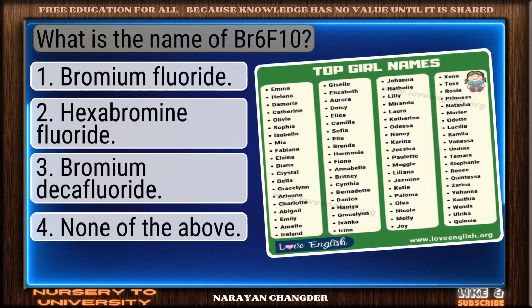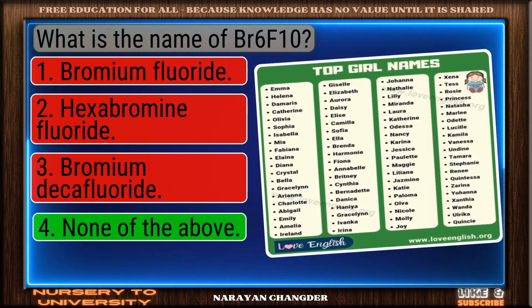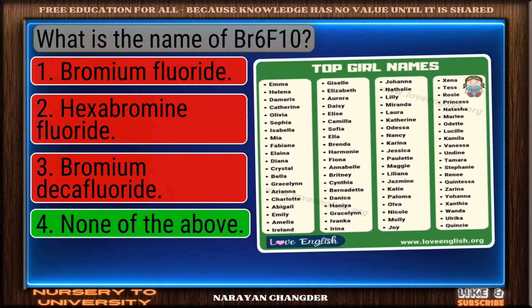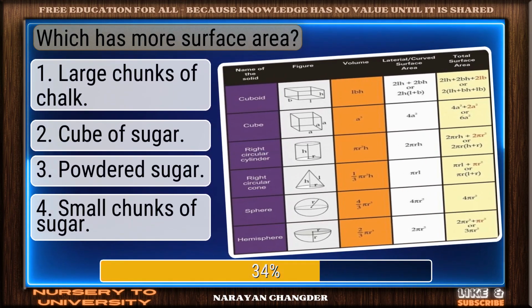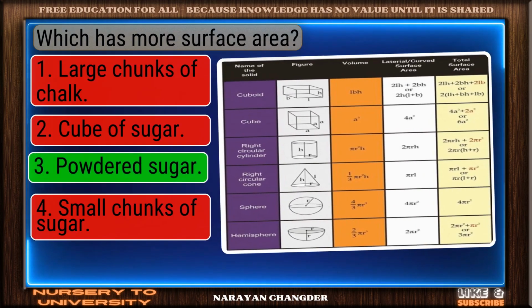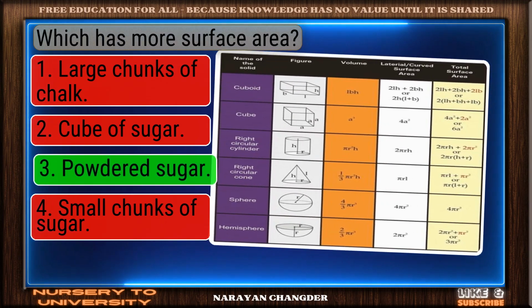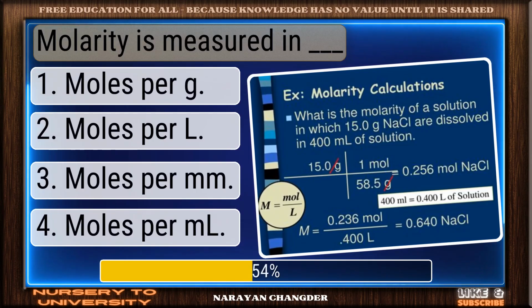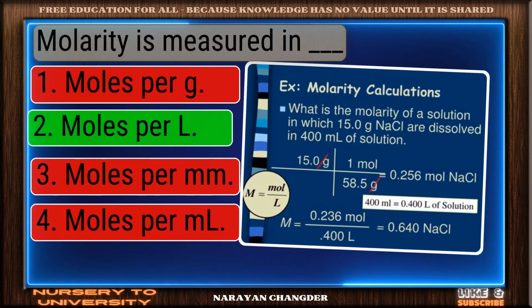What is the name of Brasif-10? Right choice. None of the above is the best answer. Which has more surface area? Smart move. Powdered sugar is an accurate answer. Molarity is measured in dash. Valid point. Moles per L is true.